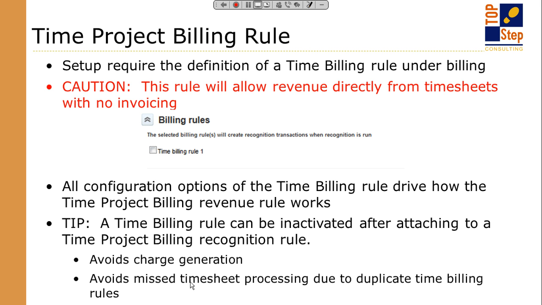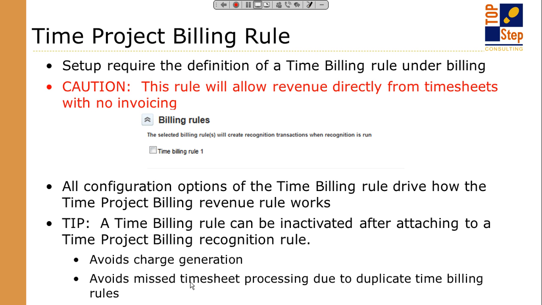its revenue transactions. So it's a little bit of a trick, but you have to create the time billing rule, you have to create the revenue recognition rule to point back to it, and then go and inactivate the time billing rule, and it will not generate any charges, so you won't run into the problem of maybe duplicating invoicing or creating charges when you're not expecting to create charges. Okay, so there's a way to trick the system that way.